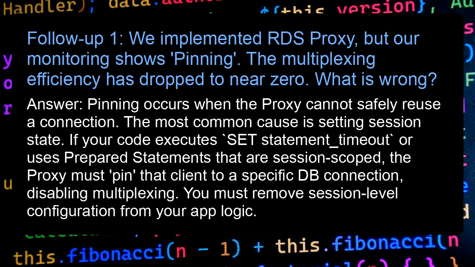The most common cause is setting session state. If your code executes a SET statement like SET timeout, or uses prepared statements that are session scoped, the proxy must pin that client to a specific DB connection, disabling multiplexing. You must remove session-level configuration from your app logic.